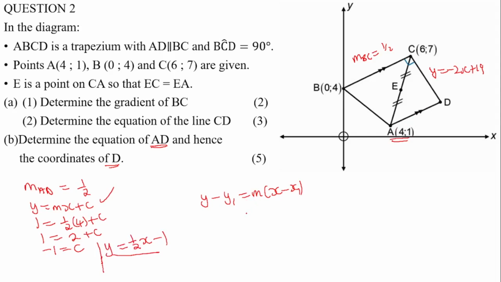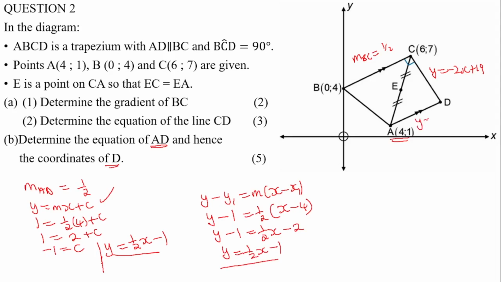If you're using this formula, it's going to be y minus 1 is equal to 1 over 2, and then x minus 4. Right? You can distribute 1 over 2. Y minus 1 is equal to 1 over 2 x, then minus 2. Then we add 1 on both sides of the equation. Y is equal to 1 over 2 x minus 1. See that? That's the equation of AD.